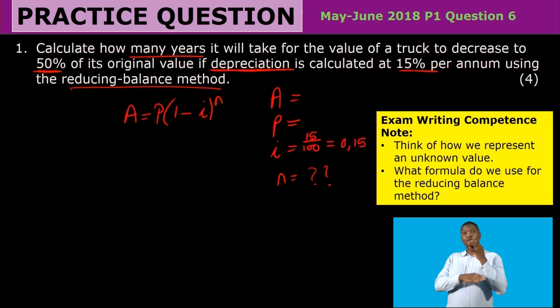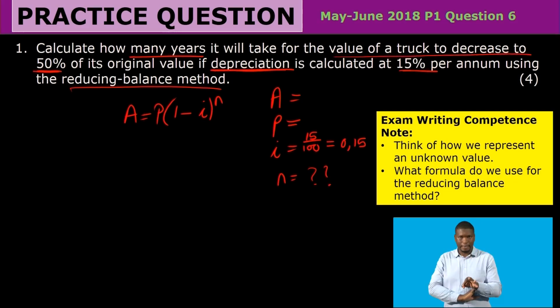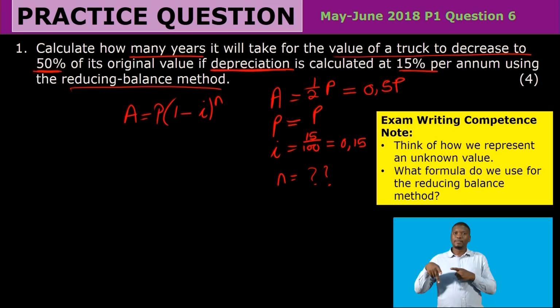Now let's talk about the present value and the future value. They said that the value of the truck will decrease to 50% of its value. So one thing we know for sure is that whatever the original value was, which was P, the future value will be half of that P, since it decreased to 50% of that value. You can also write that it's 0.5 multiplied by that P, which still represents 50% of that value.